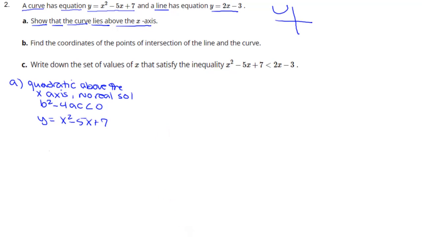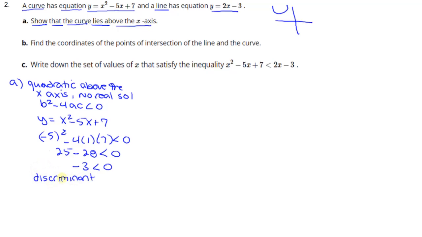All right, awesome. So hopefully this is what you got. I'm going to go ahead and do negative 5 squared minus 4 times 1 times 7 is less than 0. Negative 5 squared is 25. Negative 4 times 7 is negative 28. I get negative 3, which is less than 0. It's true. The discriminant is less than 0, so that means there are no solutions, which means the graph must be floating around above the x-axis.